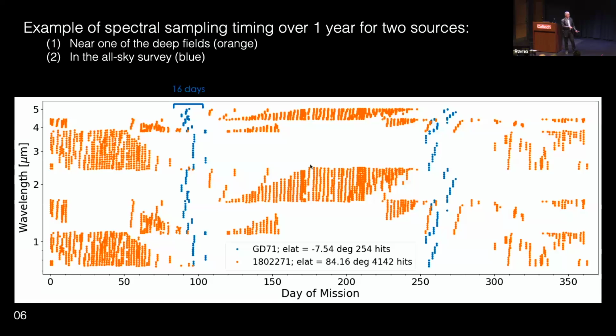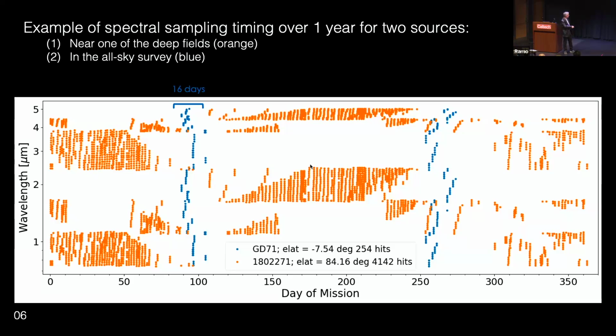Okay, so here are 2 objects to show you what the sampling looks like over time. This is a year's worth of data. So the orange object is something that's close to the north ecliptic pole, which has lots of coverages. You see there's a lot of data there. For anything else in the all-sky survey, it'll look something like these blue dots here.